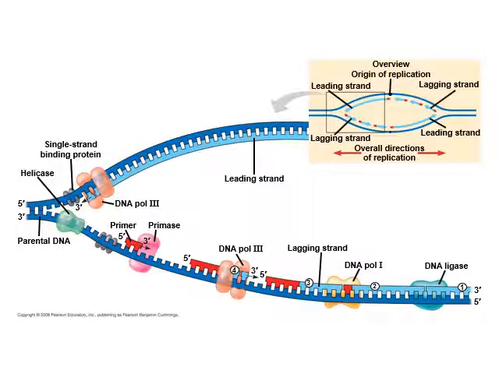So when you look at the big picture, replication fork, leading strand, lagging strand. As I said, on the leading strand, lay down 1 primer, and DNA polymerase just runs. As helicase unwinds, DNA polymerase is right behind it. Go, go, go. Lagging strand's a bit different.